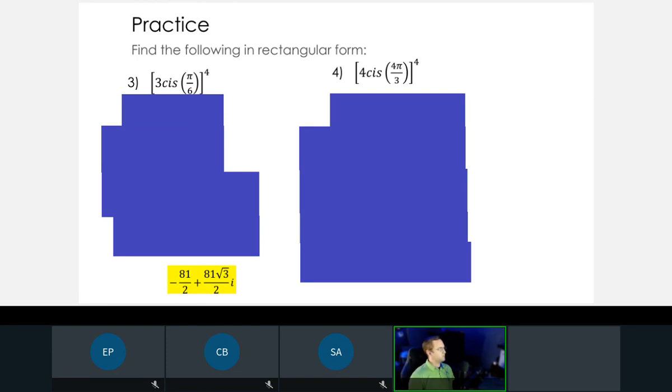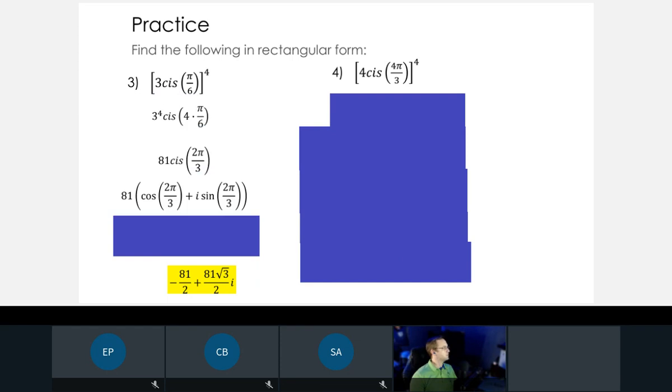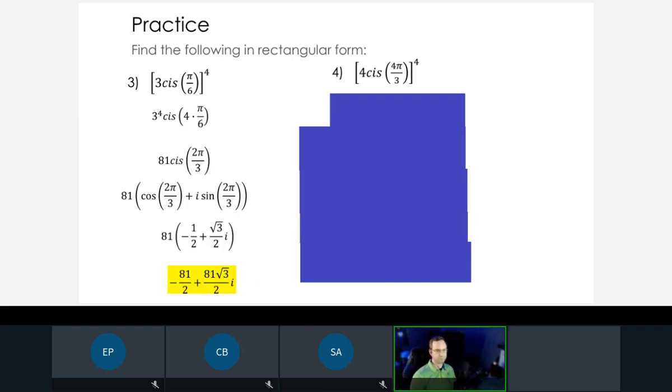All right. Now remember, for a complex number, it has to be in this format, a plus bi. You could technically have this I between the 81 and the rad 3, but your quizzes and your test want it in this exact format. Your A value, your B value, and then the I at the very end. There's the work for it if you're curious.